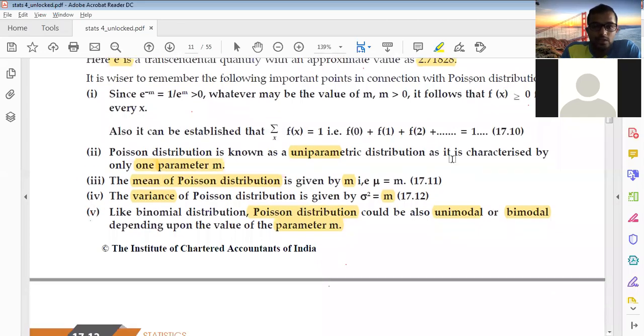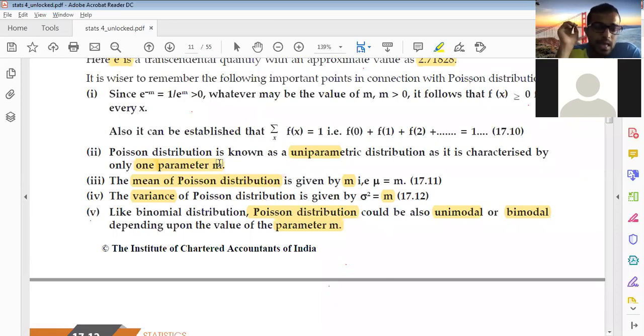Then we saw that this is uniparametric. It has only one parameter. So for mean and variance, in binomial they were different, NP and NPQ, but here in Poisson, mean and variance are the same. The mean is m, the variance is also m. Only the standard deviation was different. It was not given here, but I told you to write that the standard deviation is square root m.